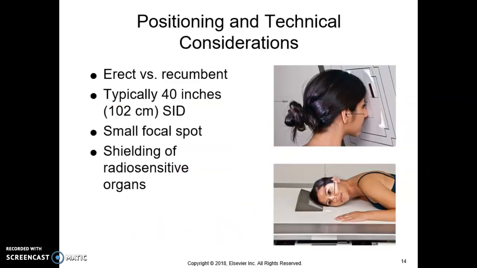We also have a couple other things to keep in mind. Is it more comfortable, or is it required, to be erect or recumbent? This is something that's going to come up a little bit later with sinuses and facial bones, about whether or not it's preferred to do upright or lying down. Our SID is typically going to be 40 inches. Like I said, it's really rare that would ever change for the skull. You would want to use a small focal spot to keep your details up, and then of course shielding the radiosensitive organs when you can.